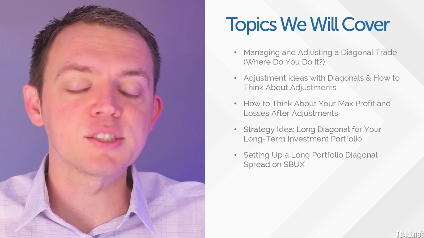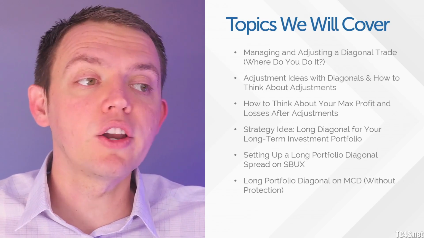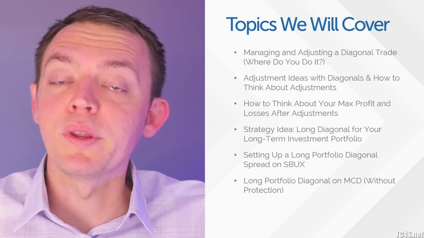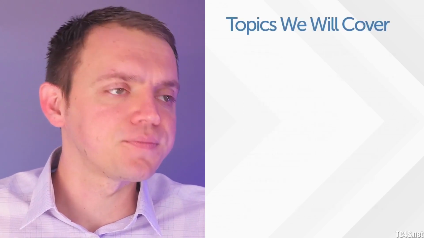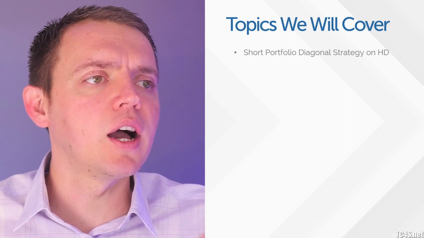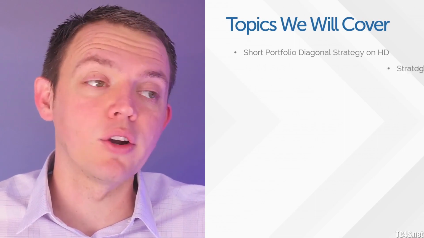And then we'll look at some trade examples like setting up a long portfolio diagonal spread on Starbucks. Then we'll look at another example with McDonald's, which would be without protection. We'll look at JP Morgan, also without protection. And then we'll look at maybe a short portfolio diagonal strategy on Home Depot.